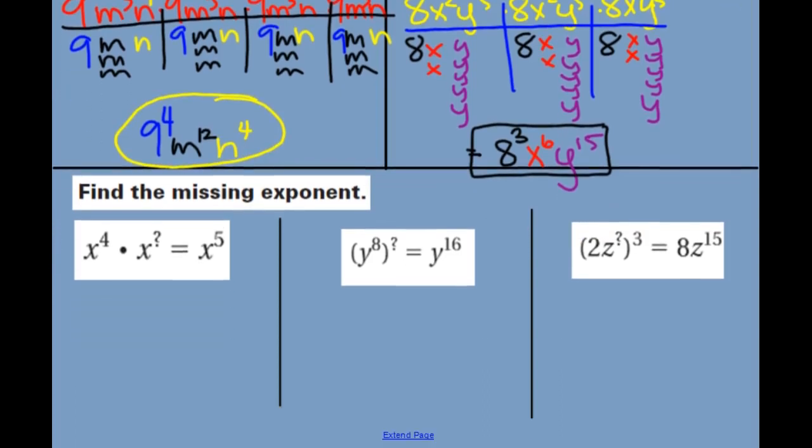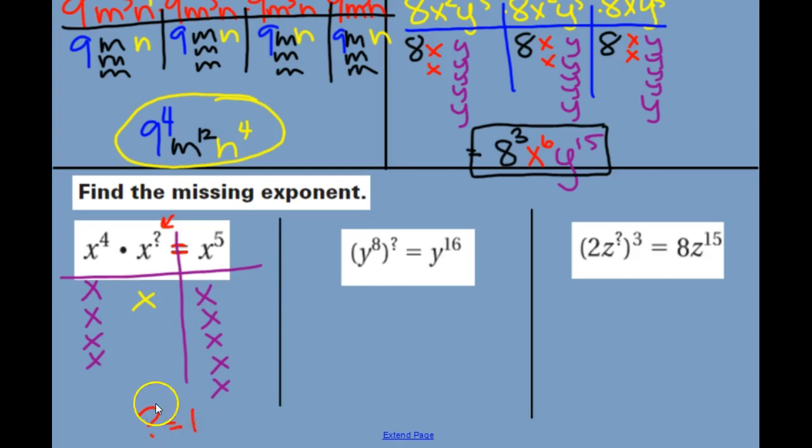These last 3 are finding the missing exponents. So they're already telling us what our answer is. We need to figure out how many do we need here in order to get that answer. So let's take a look at this first one. We have 4 x's here. That's x to the 4th. How many more do we need to get to 5 total? Well, hopefully you know 4 and 1 more x would give you 5. So the question mark right there, we need 1 more x. So the exponent would be a 1.